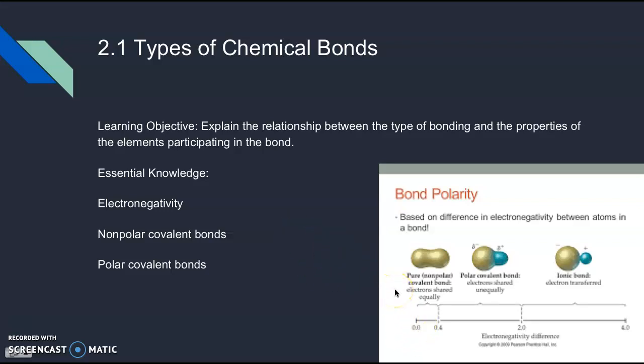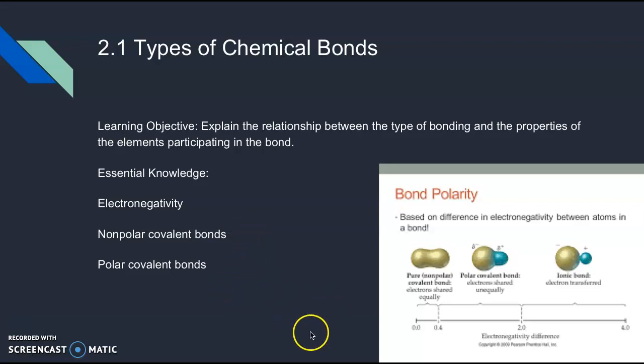If you have a small electronegativity difference between the atoms in a bond, that's considered a non-polar covalent bond. Usually it's a difference of 0 to 0.4. And non-polar covalent means that it's a generally equal sharing of the electrons within that covalent bond.